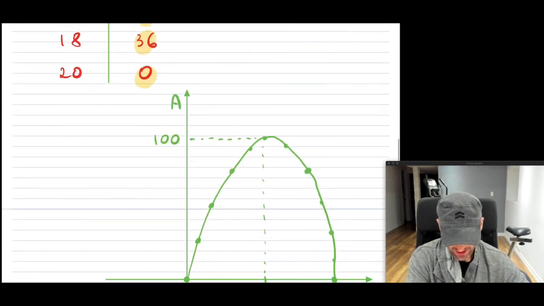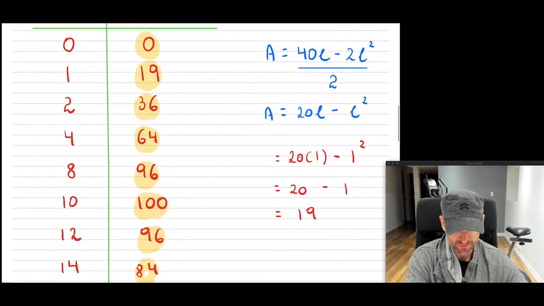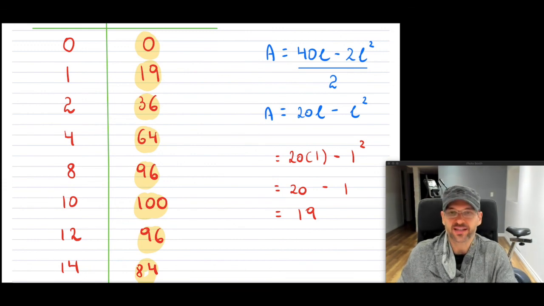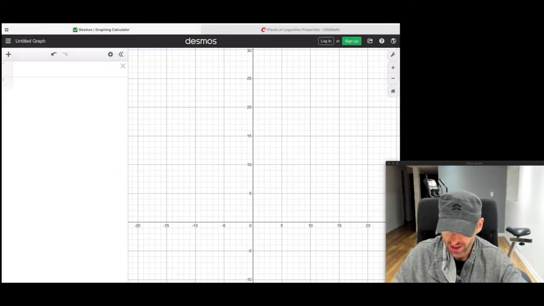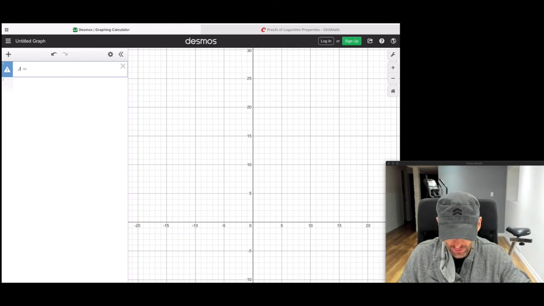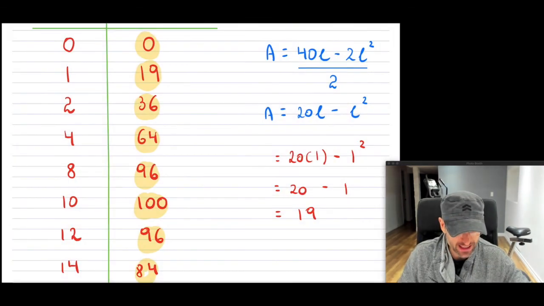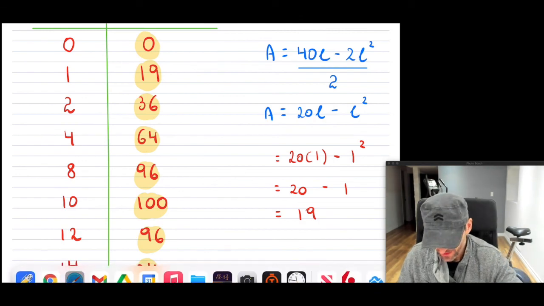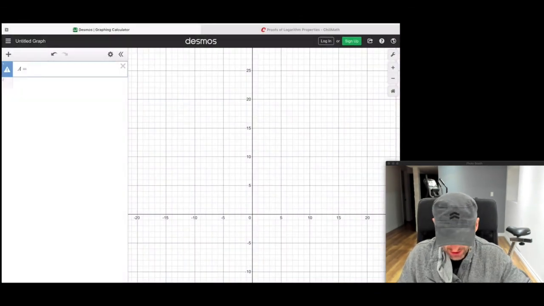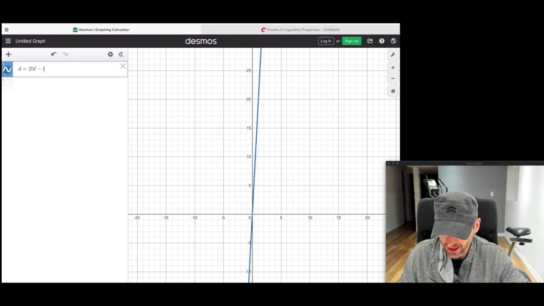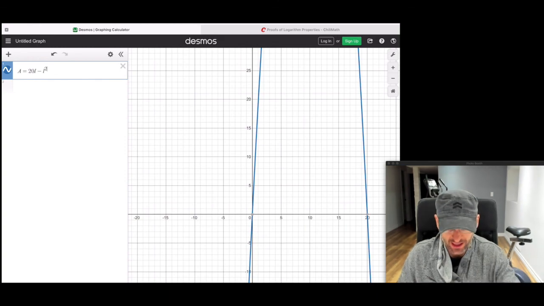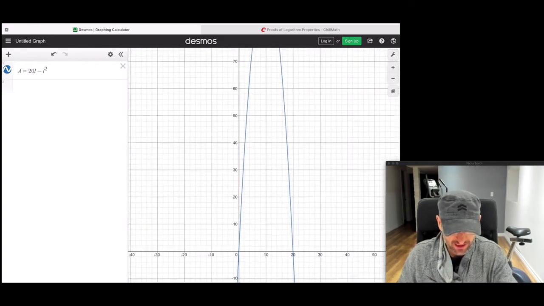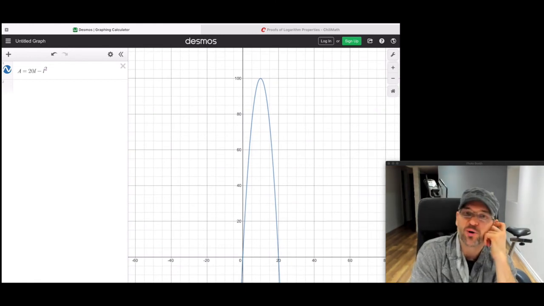And you can see that happening right here, if we were plotting it through. Notice I can actually plot it. I'm going to use this amazing duodecimals here. So the area equals, and let me just go back here, it was 20L minus L squared. Oops, this is L squared like this. And notice, if I go back here, the maximum point there is 100.